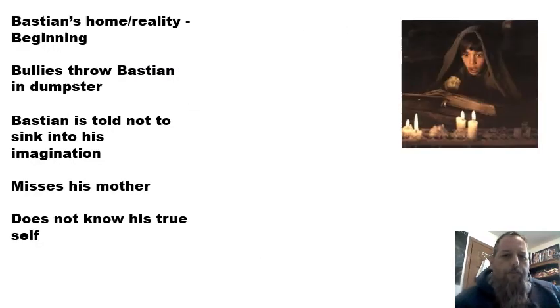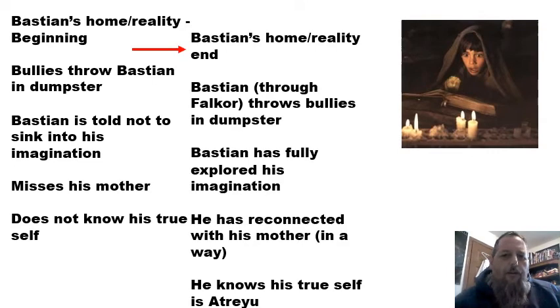And so Bastian, his unsatisfying world is that he's being bullied. His dad tells him to stop sinking into his imagination. He misses his mother. He doesn't know his true self, right? He's kind of bored and unsatisfied. And by the end, there's a great scene where, instead of the bullies throwing Bastian in the dumpster, Falcor and Bastian actually throw the bullies in the dumpster. The same setting from the beginning to the end, but order has been restored to Bastian's world.